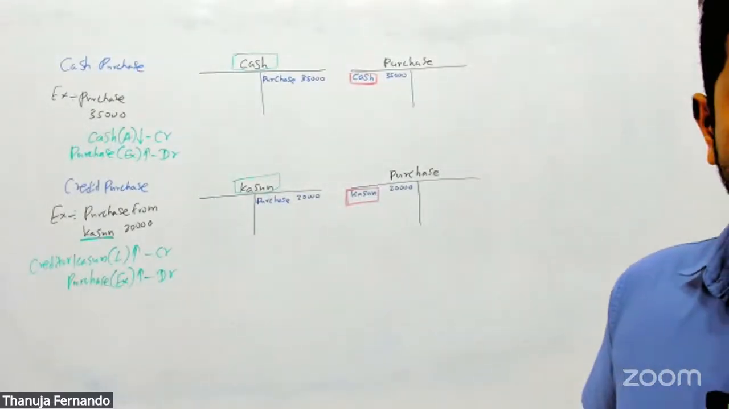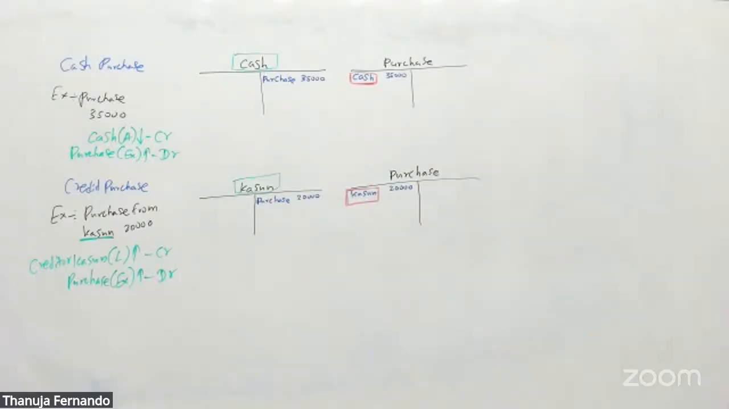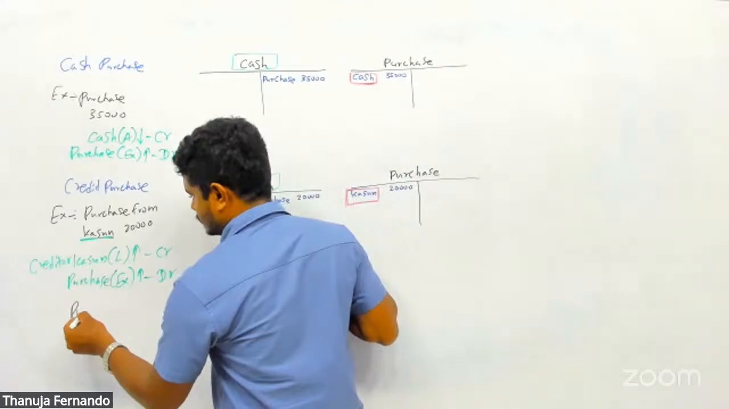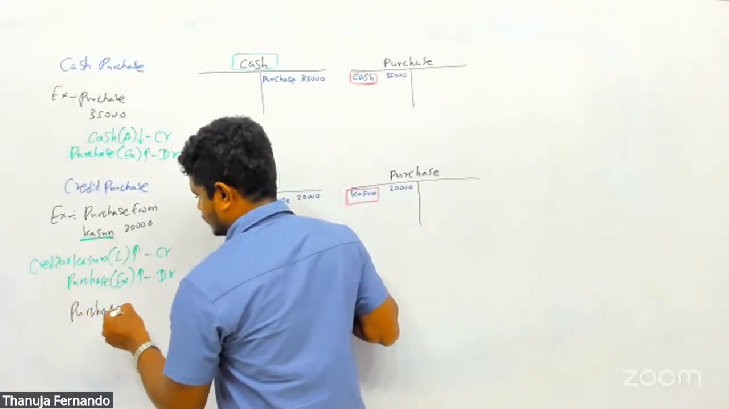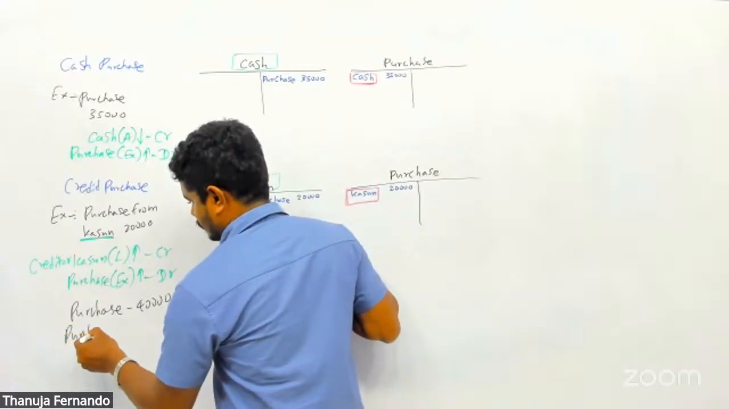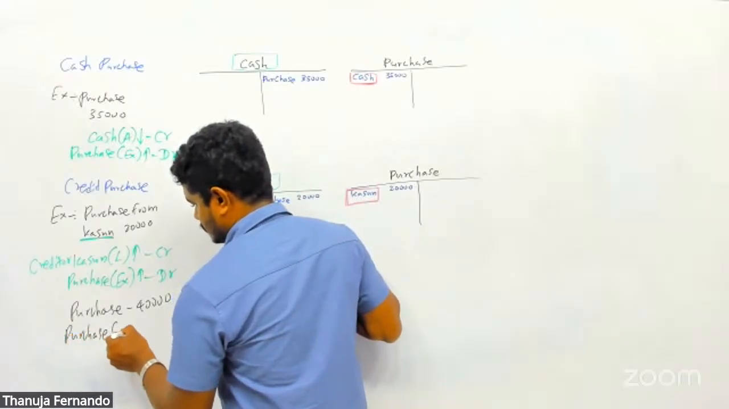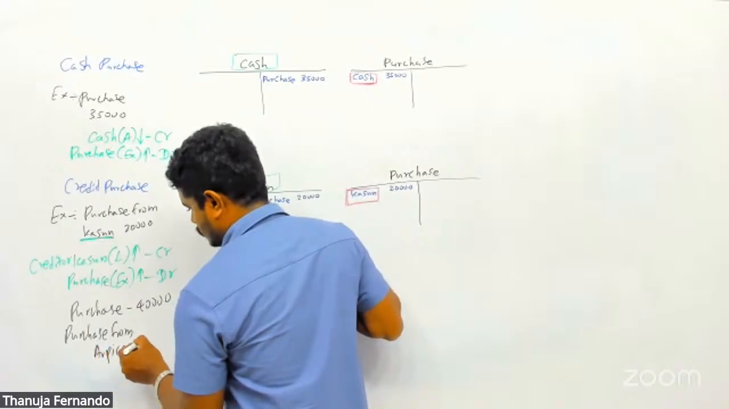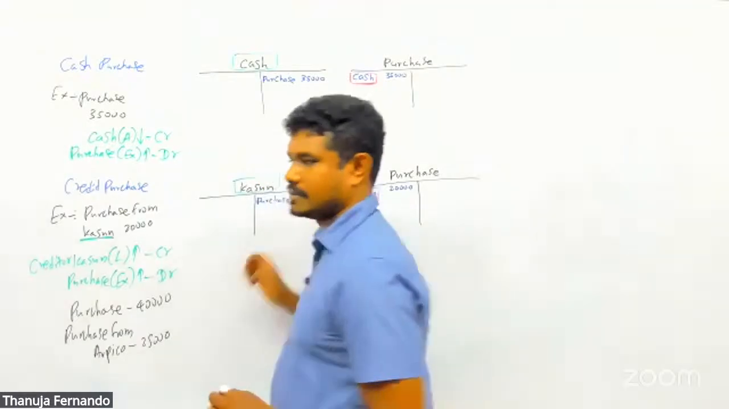Yes, sir. Right. Others? Try this. Purchase 40,000. Purchase from Arpico 25,000. Do these two. Be quick.